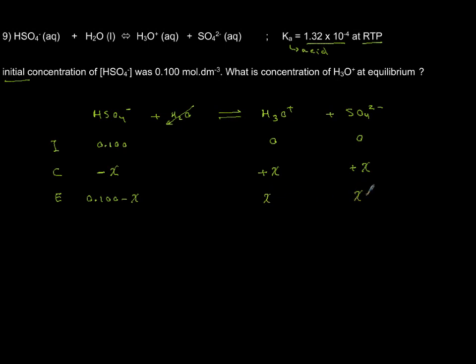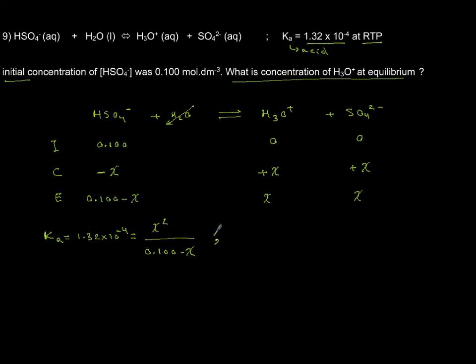I'm ready to solve. You can solve it quadratically, but we discourage you from doing that. Actually, IB sometimes penalizes us if we do that. Ka, which is 1.32 times 10 to the minus 4, is simply equal to X squared, because products times each other, hydronium times sulfate is X times X, divided by 0.1 minus X. If you solve for X, you know the concentration of hydronium at equilibrium, which is what they want.